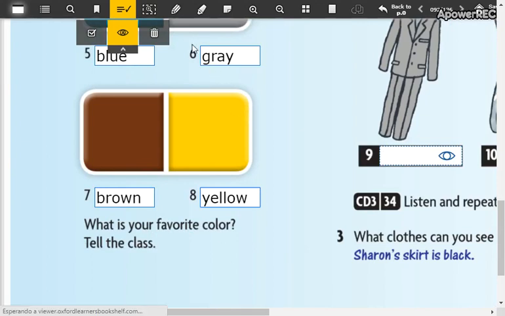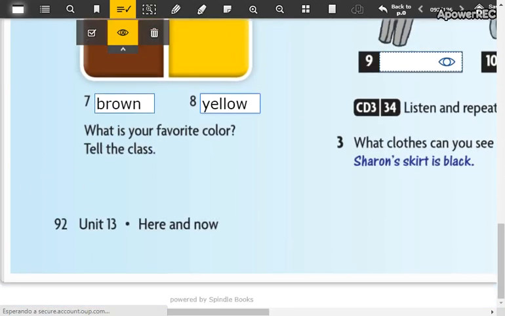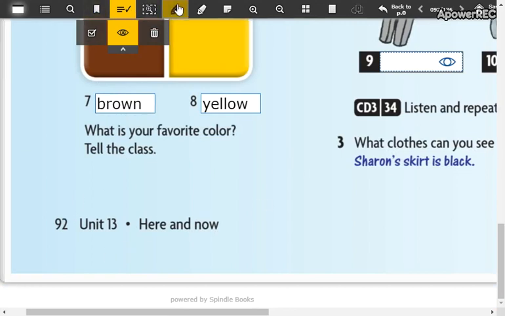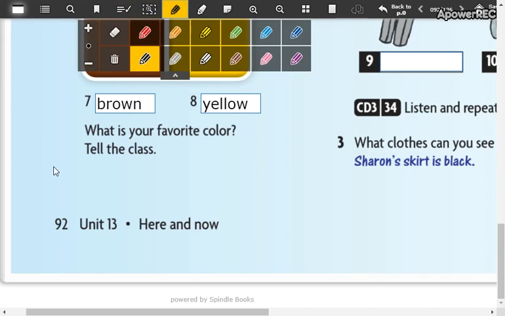So, what is your favorite color? Well, in this part, you are going to write your favorite color and why this is your favorite color. For example, in my case, my favorite color is blue because I love it. Because this is my mom's favorite color, so it's mine. I don't know. You give your reason. What's your favorite color and why?